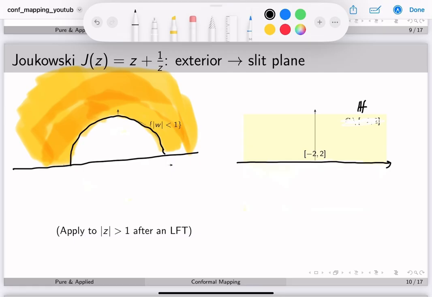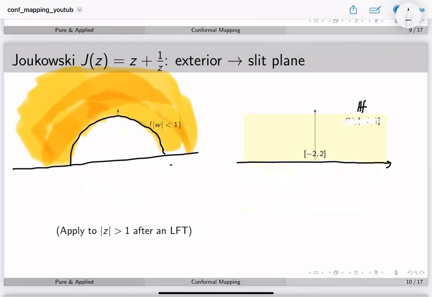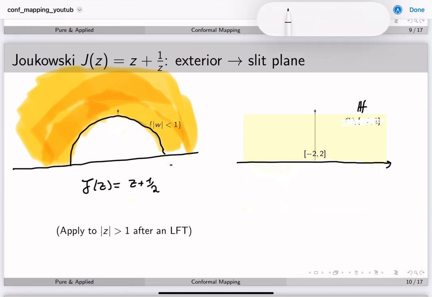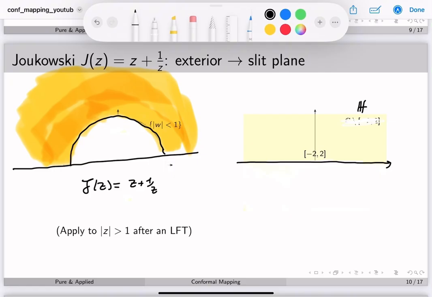So how do we show that? How do we see that? Let's see. Here's how you can see it. So this map, here's what it does. Z plus 1 over Z. Let's see what it does. So if this is the unit disk, then this is 1 and this is minus 1. And let's see where 1 goes.